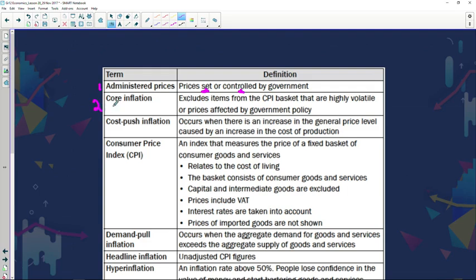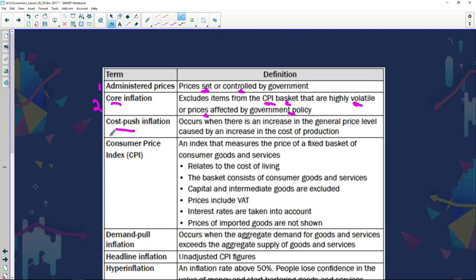Then we are dealing with the concept of core inflation. It excludes items from the CPI, our consumer price index basket that we referred to in our previous lesson, that are highly volatile and also prices affected by government policy. We call that core inflation.